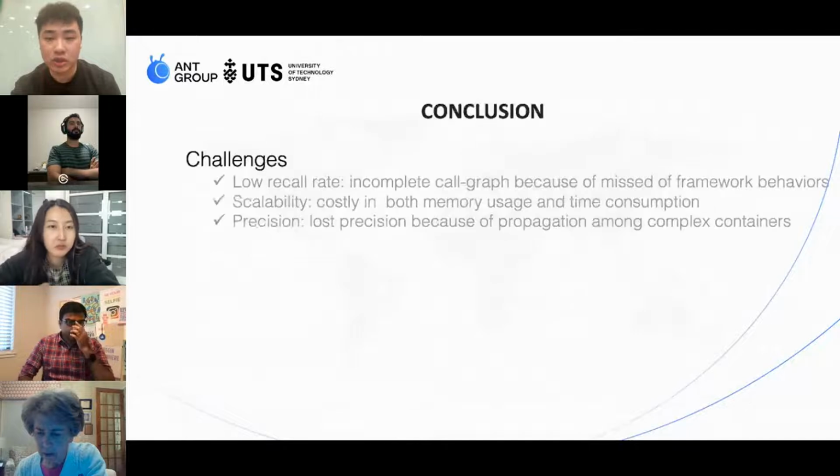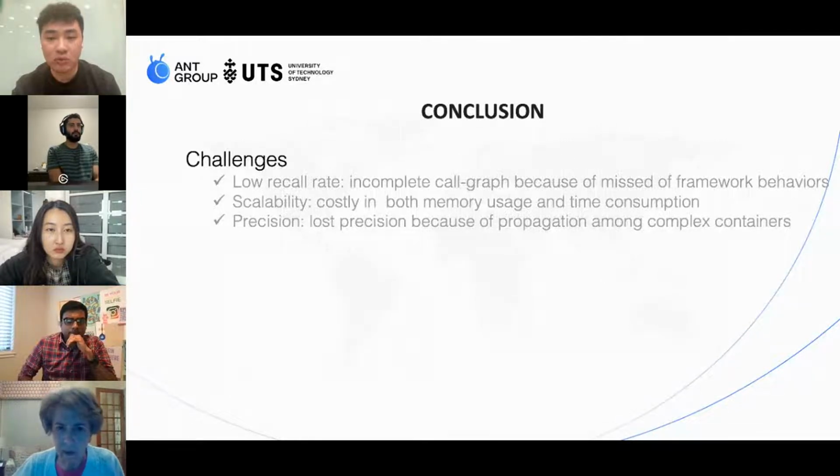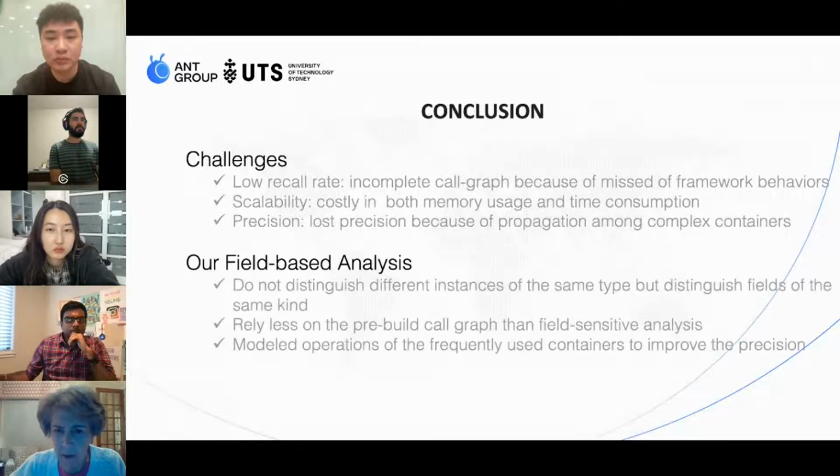So, in conclusion, we have introduced 3 challenges for static taint analysis on large-scale industrial microservices. The low recall rate caused by the unsound choreograph because of the missing framework behaviors. The scalability challenge which results in cost in both memory usage and time consumption. The precision challenge caused by failing to chase sensitive data propagation among complex containers precisely.